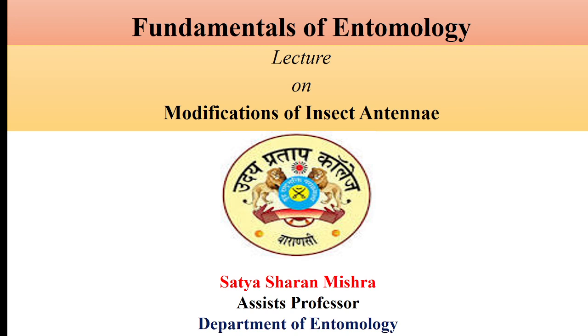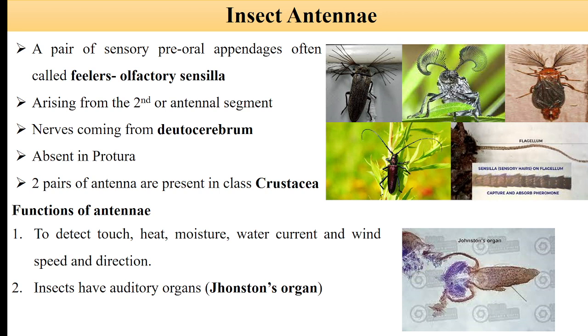In this lecture, I am going to cover modifications of insect antenna. So we know that a pair of antennae, that is sensory preoral organs, are present on the heads. These antennae are also called feelers. They are mostly responsible for sensing smell. Hence, they have olfactory sensilla.